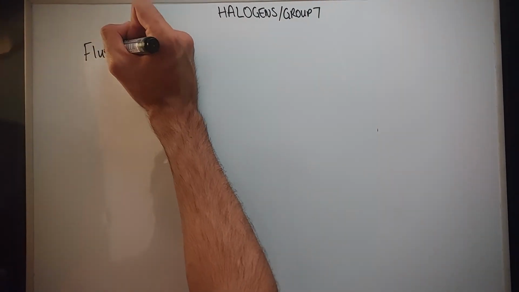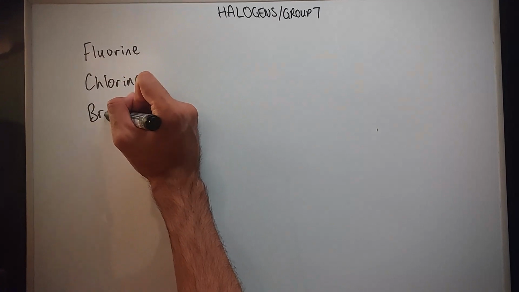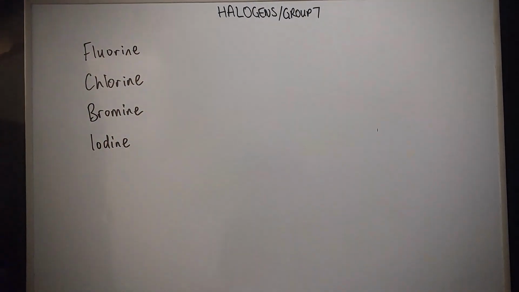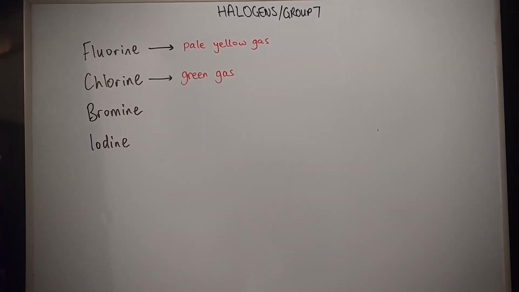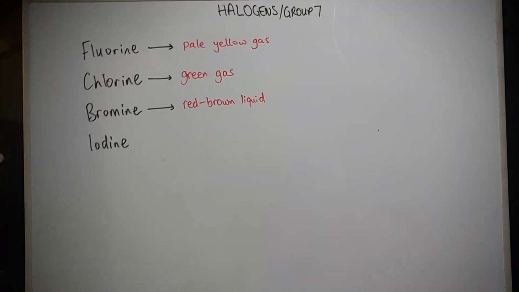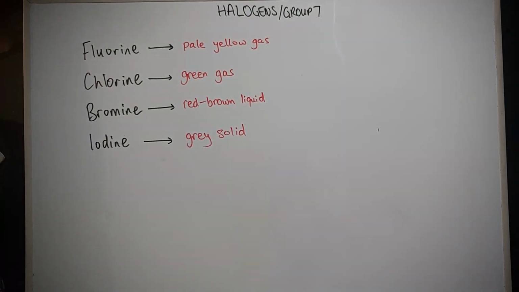You'll be asked about 4 halogens usually: fluorine, chlorine, bromine and iodine. At room temperature, fluorine is a pale yellow gas, chlorine is a green gas, bromine is a red-brown liquid, and iodine is a grey solid.